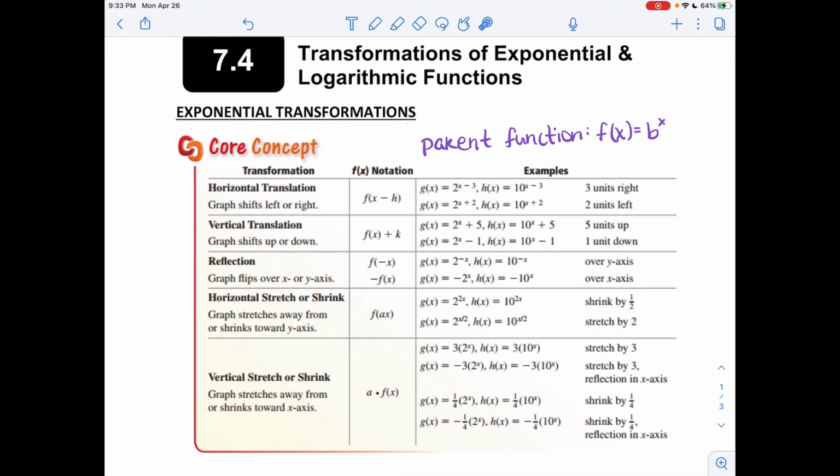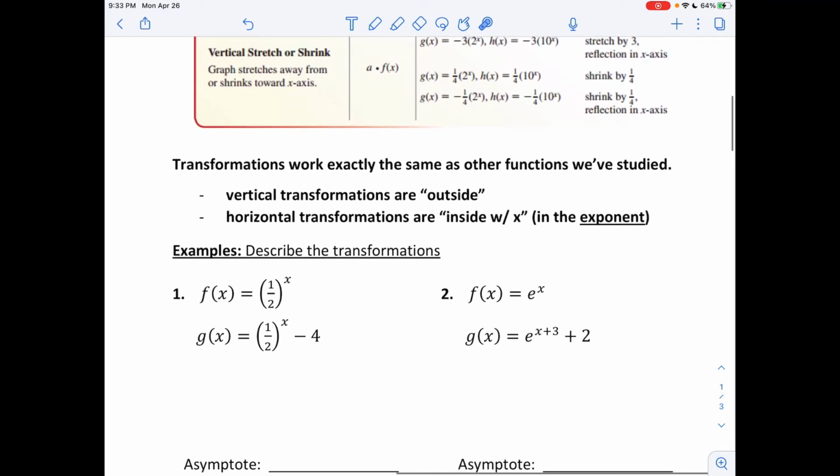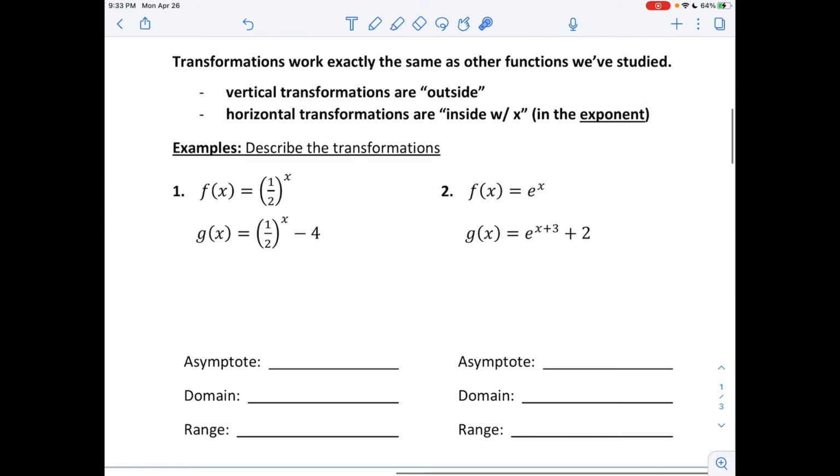We have horizontal and vertical translations, reflections over the x or y axis that are done with negative signs either outside or inside with x, horizontal stretches and shrinks, vertical stretches and shrinks, and all of these things work the exact same way. So let's jump right into a couple of examples. On these examples, I want to describe the transformation and then talk about my asymptote, domain, and range, because now we may be changing that asymptote. We can't ever change domain, but if the asymptote changes, the range changes as well.